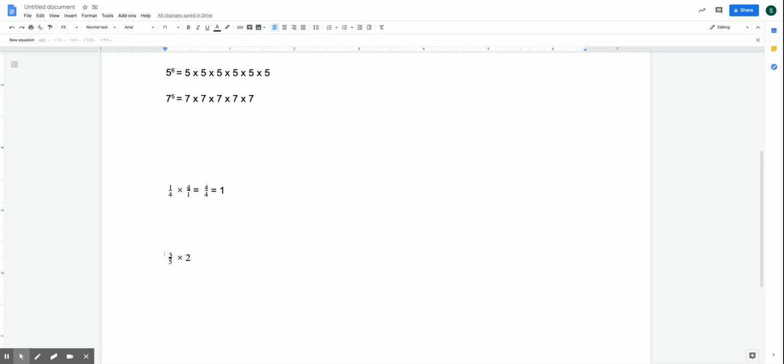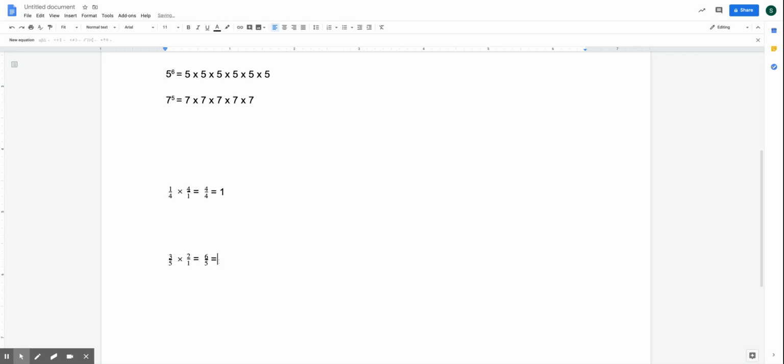Looking down here, we have 3/5 times 2. I have a whole number, so what do I need to do? I need to put an imaginary 1 underneath that 2 to make it 2 over 1, or 2 wholes. Then I can multiply my numerators and denominators straight across. So I have 3 times 2, which is 6, and I have 5 times 1, which is 5.